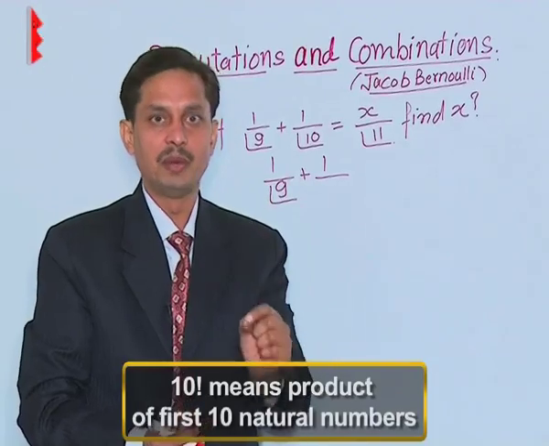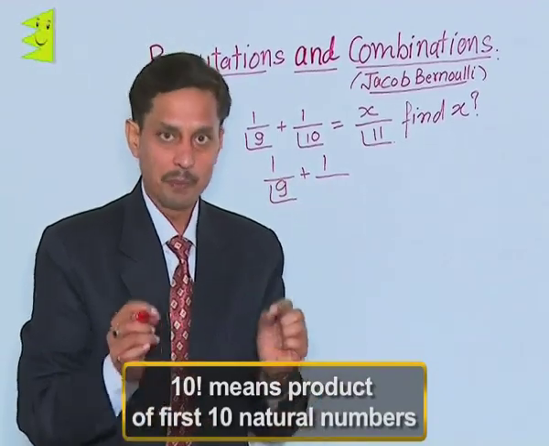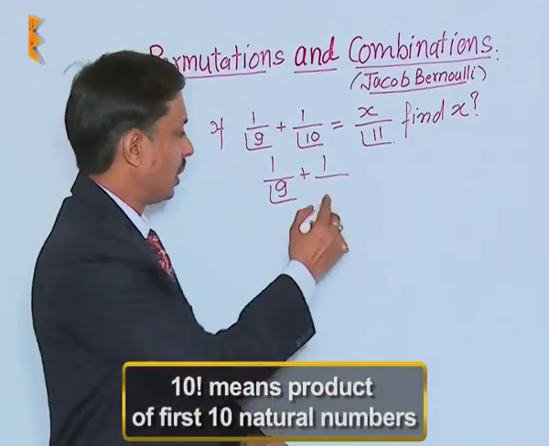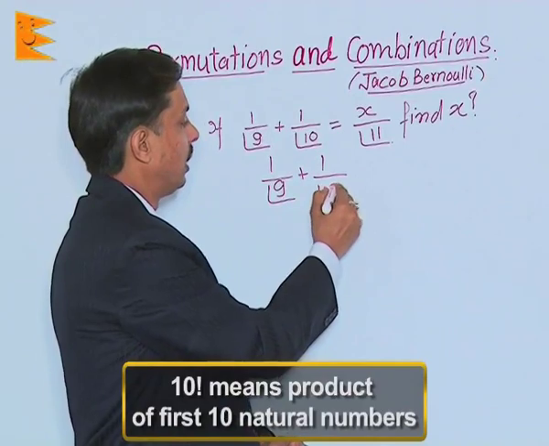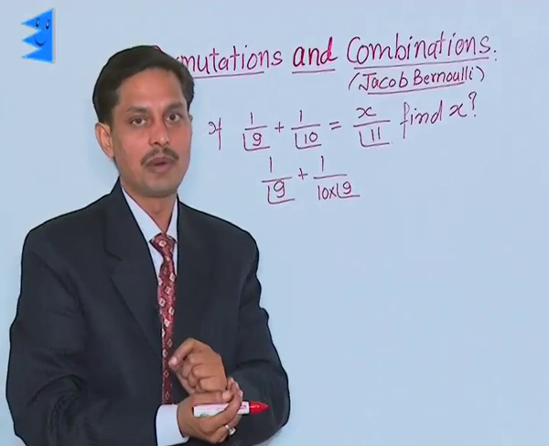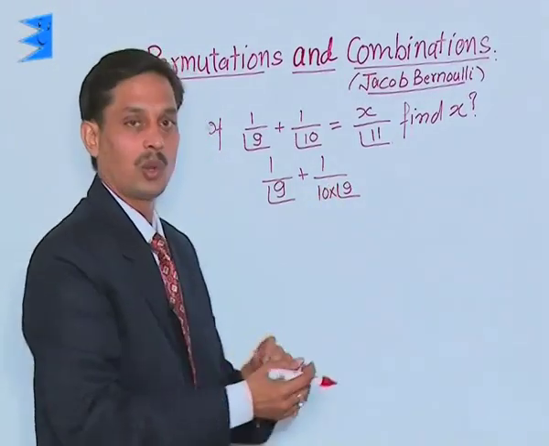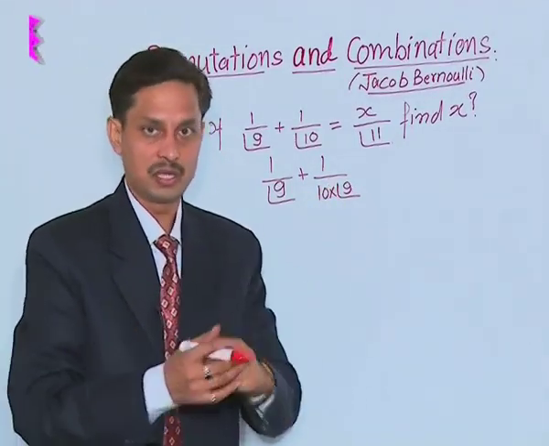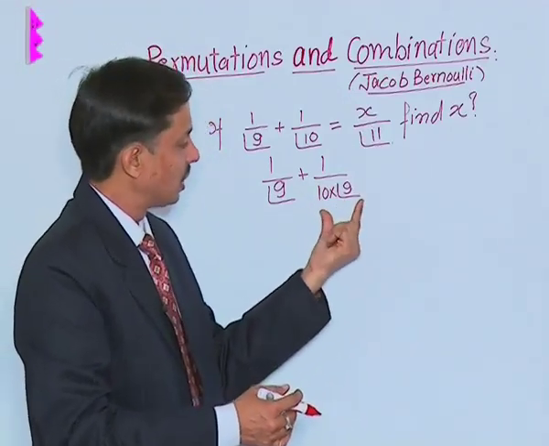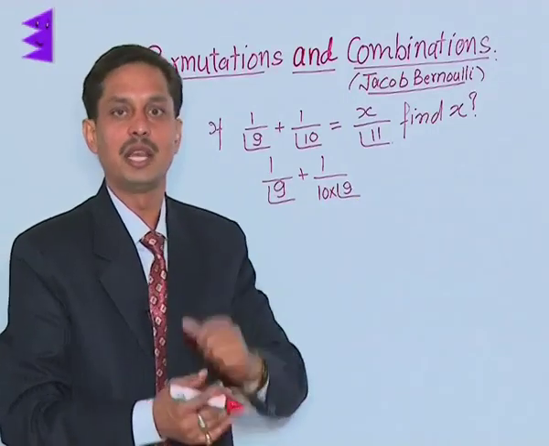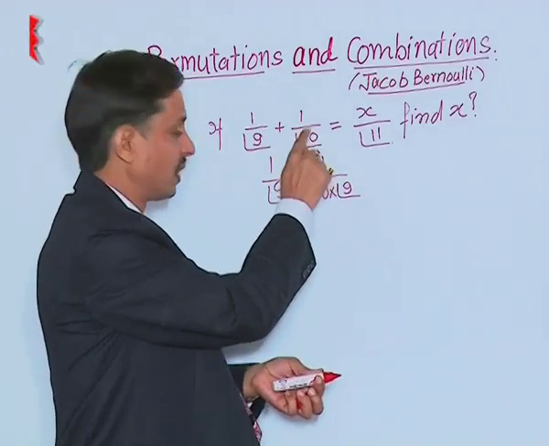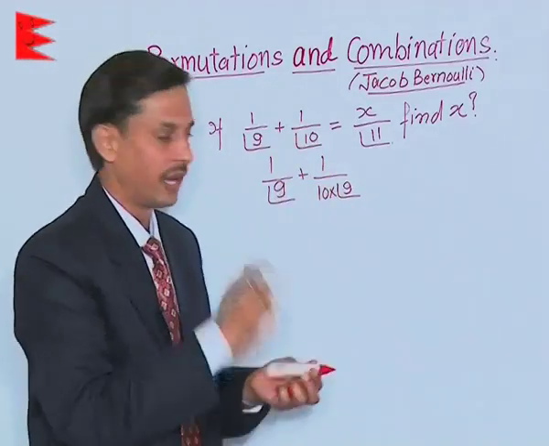Factorial 10 means the product of the first 10 natural numbers, which can also be written as 10 into factorial 9. Factorial 9 is the product of the first 9 natural numbers, and 10 is here. So ultimately it is still the product of the first 10 natural numbers. So I have brought this factorial 10 into the shape of factorial 9.